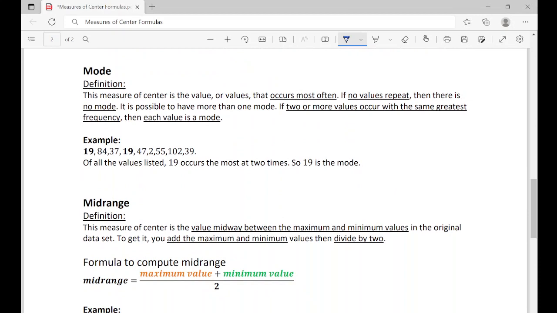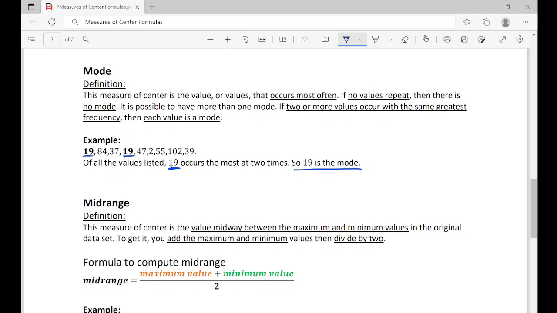The next measure of center is the mode, and this is honestly one of the easier ones to do. So this measure of center is a value or values that occur most often. If no values repeat, then there is no mode. And it is possible to have more than one mode. If two or more values occur with the same greatest frequency, then each value is the mode. So let's say we have this set of values, 19, 84, 37, 19, 47, 2, 5, 102, 39. We can see that 19 occurs twice. So since it's the only one that occurs twice, it is our only mode.